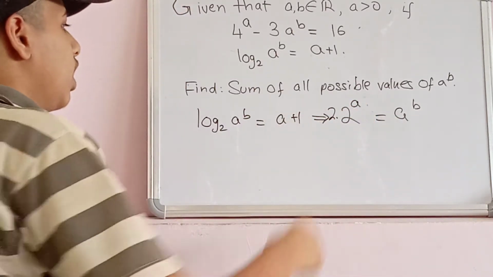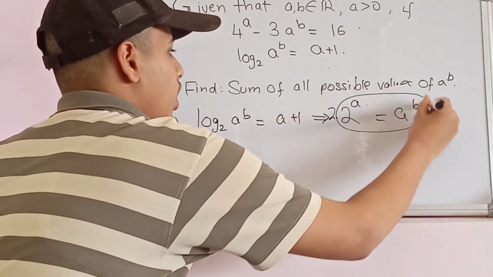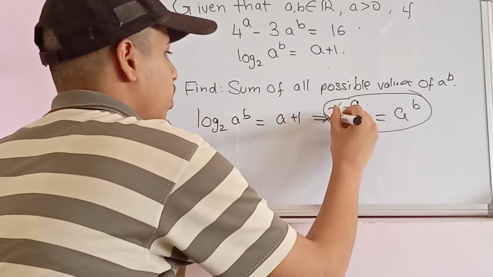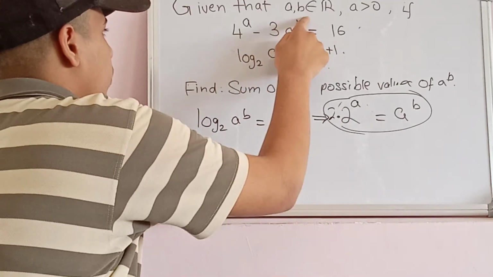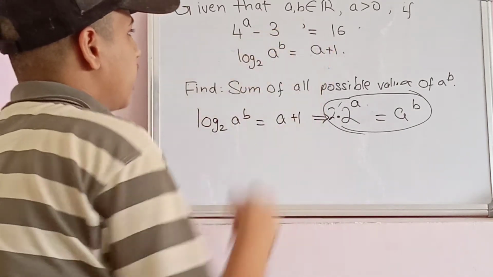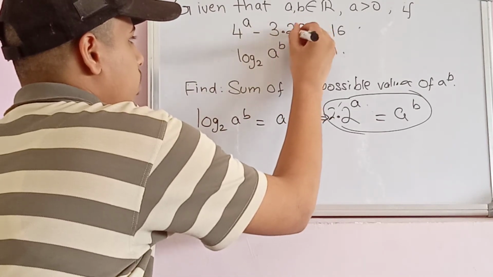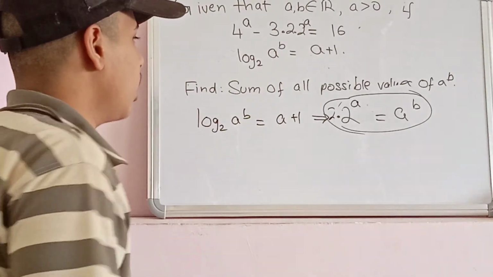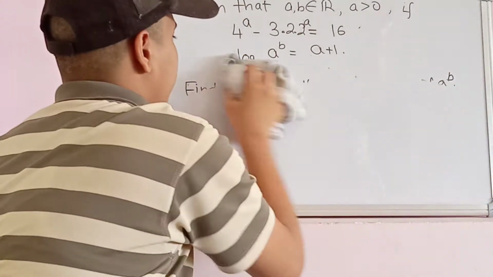Very good. Now we are going to use this value of a to the b. That's something that we have to take care of, and put this value over here. So what is a to the b? It is 2 times 2 to the a. Very nice.